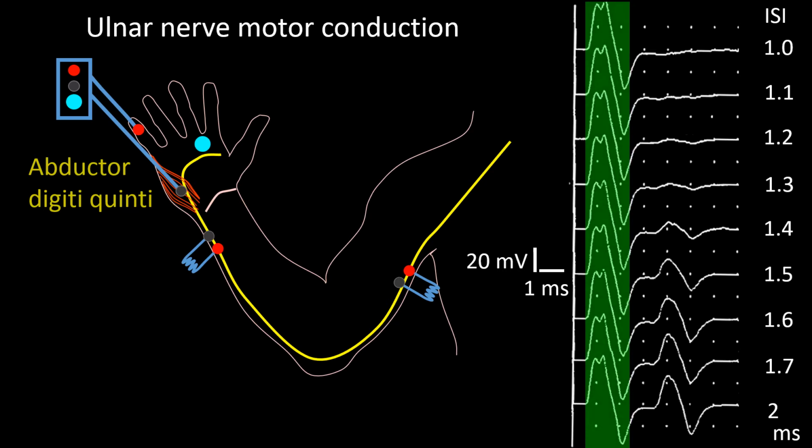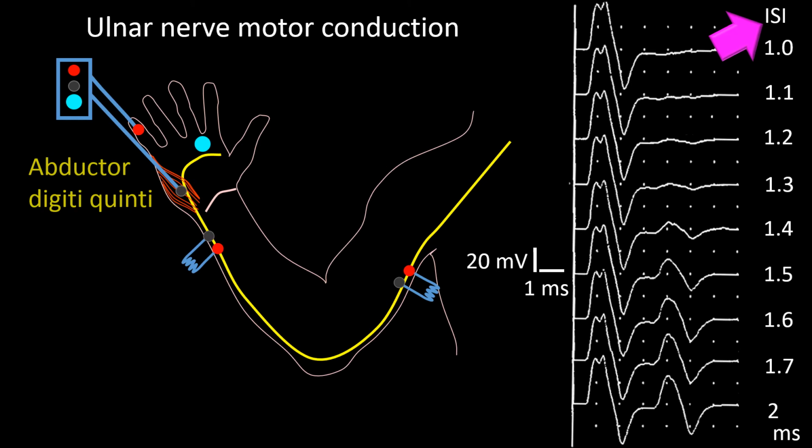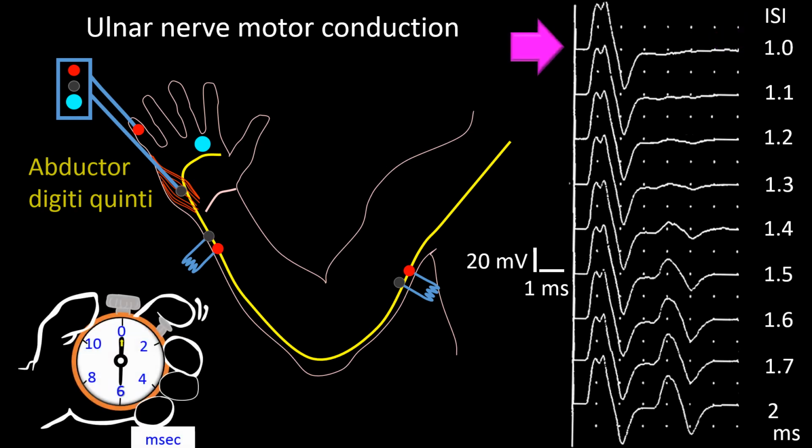So here you see the M wave from the wrist stimulation is always present. The M wave of each trial is indicated by being highlighted in green. The M wave from the second axillary stimulation is present only in some but not in other trials. They are highlighted in yellow. The interstimulus interval is presented for each trial. The starting time is represented by 0 in the stopwatch for the first trial.